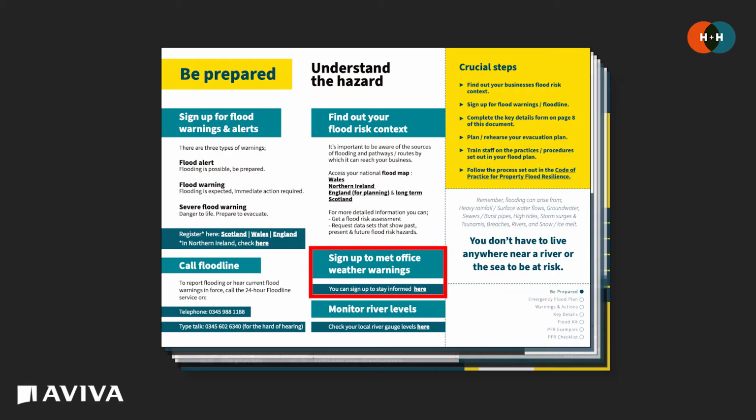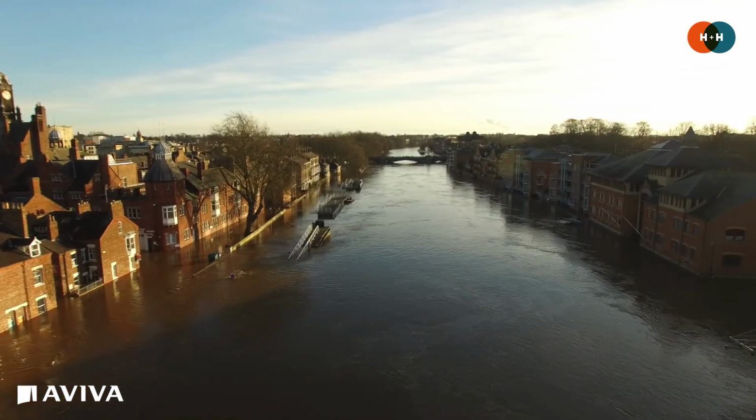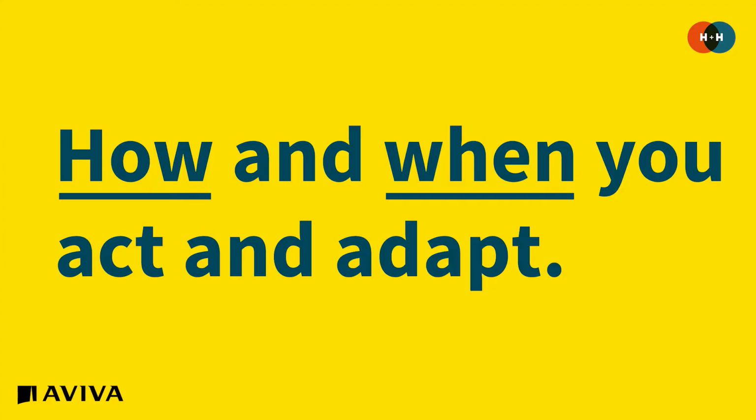It can also be good practice to sign up for weather warnings via the Met Office's website. And there are a range of platforms that can also help give regular updates on river gauge levels throughout the UK. And monitoring these and having that live feedback is crucial and can help inform both how and when you act and adapt. Next, we're going to look at flood warnings.